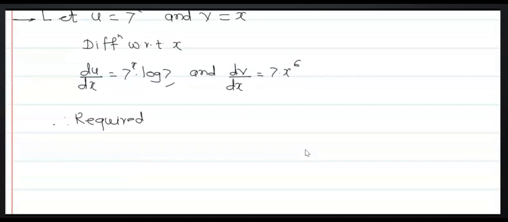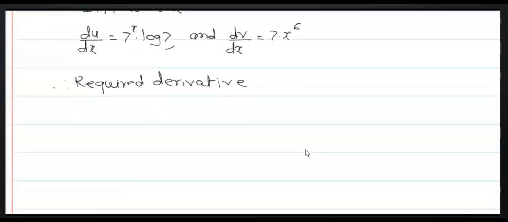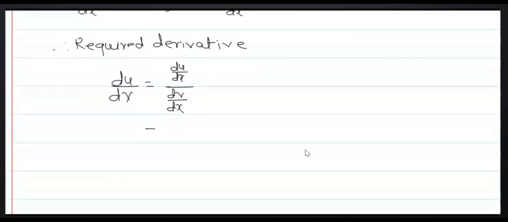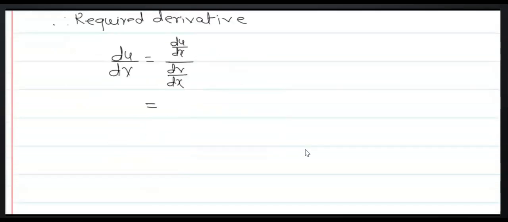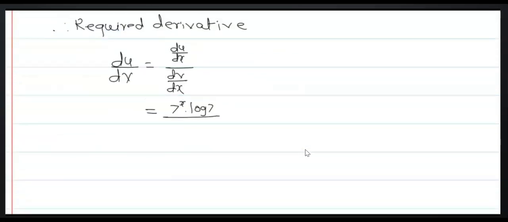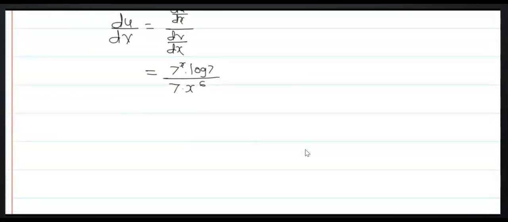Therefore, our required derivative du by dv is equals to 7 raised to x into log of 7 upon, that is du by dx upon dv by dx, 7 raised to x log of 7 upon 7x raised to 6.